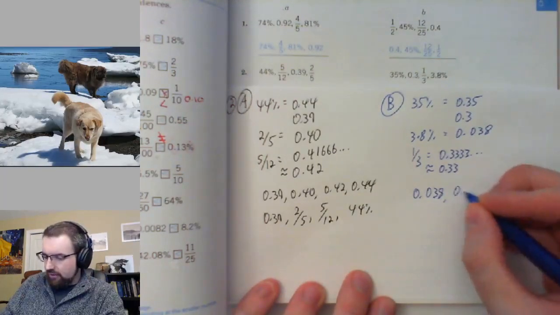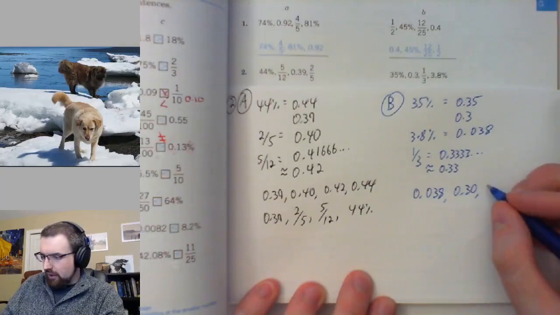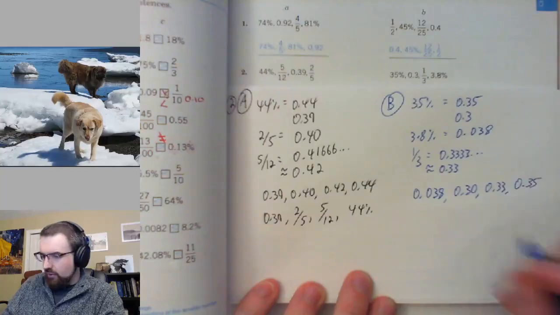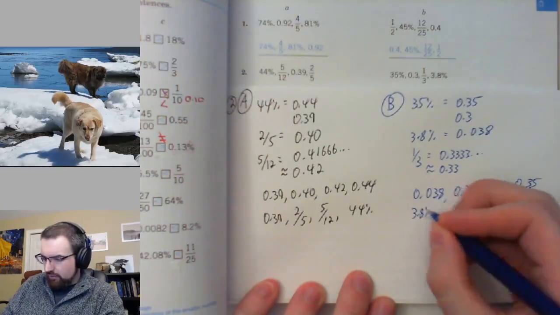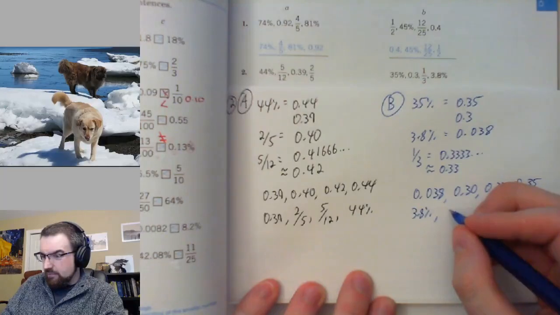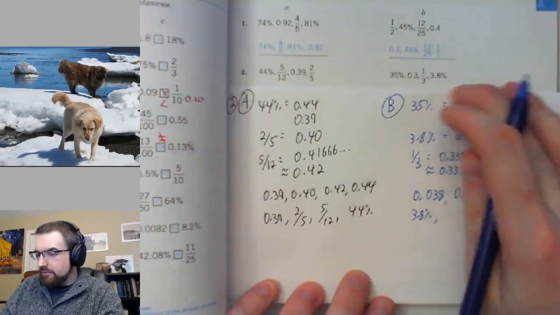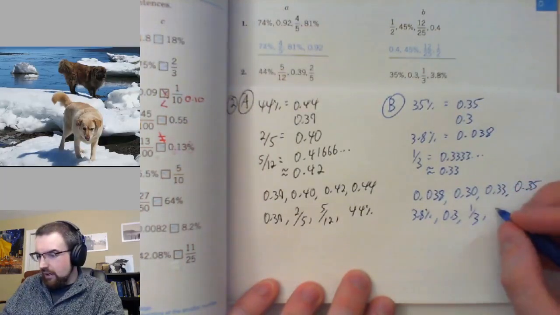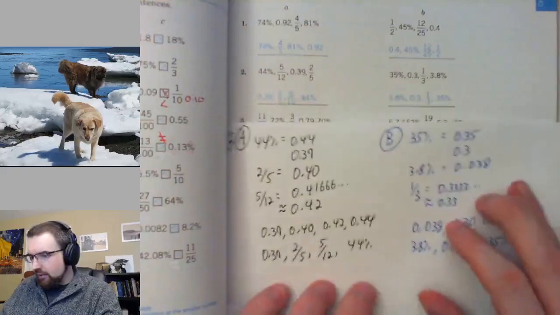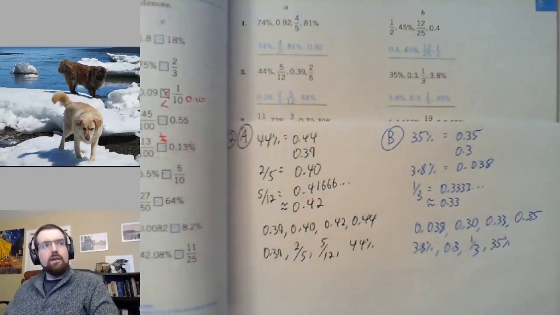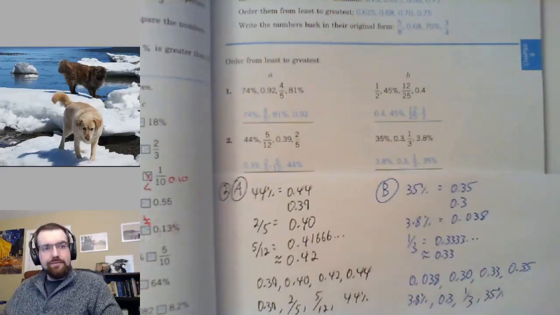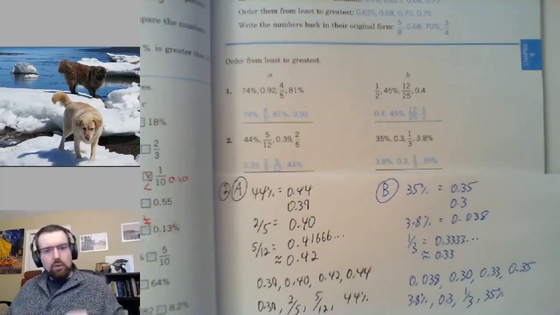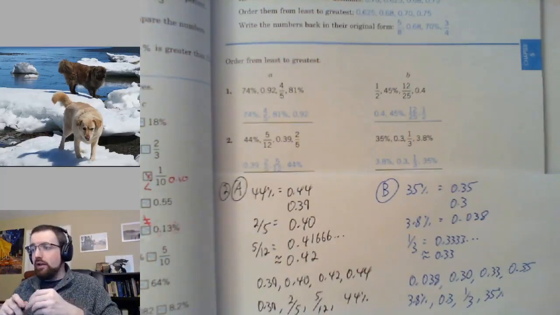So our first one is this, then it's 0.30, then it's 0.33, then it's 0.35. Or in other words, it's 3.8% first, then 0.3, then it's 1 over 3, and then it's 35%. We go down, and there it is. See that those are the answers there. So, Carly, I hope that was useful for what you were doing.